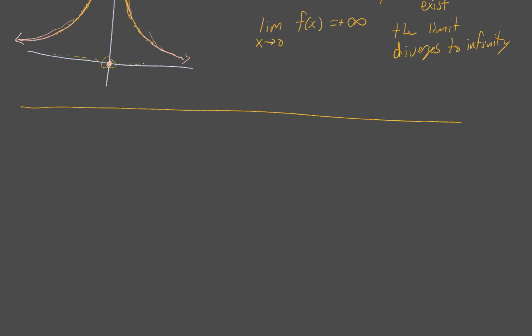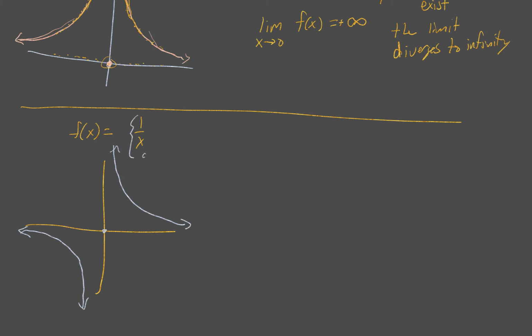Let's look at f of x equals 1 over x. So it's going to be a similar graph, except the left side goes down, the right side goes down. Okay, and we'll put a point at 0, 0 again. So we'll make this piecewise: 0 if x equals 0, this if x is not equal to 0. Okay, so we've got that whole graph there.